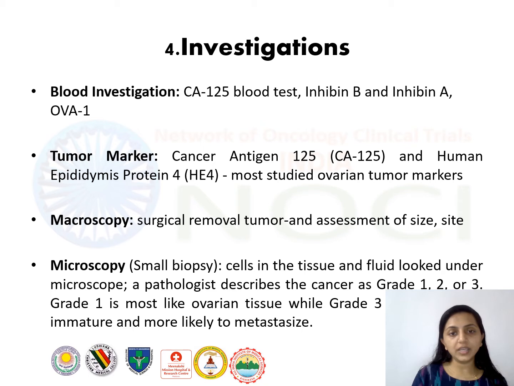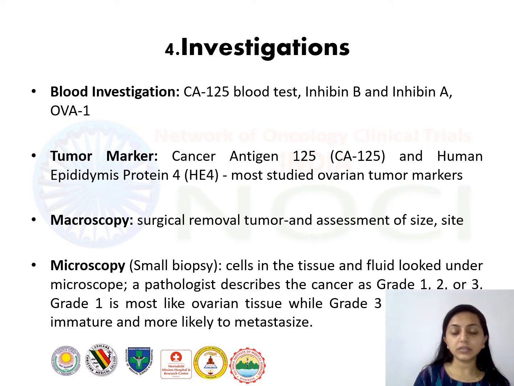Coming to the investigations, the routine blood investigations include complete blood count, a renal function test, and a liver function test. In addition, we need to get a CA-125 blood test done, inhibin B, inhibin A, and OVA1. OVA1 is a panel of 5 markers which help in the identification of carcinoma ovary.